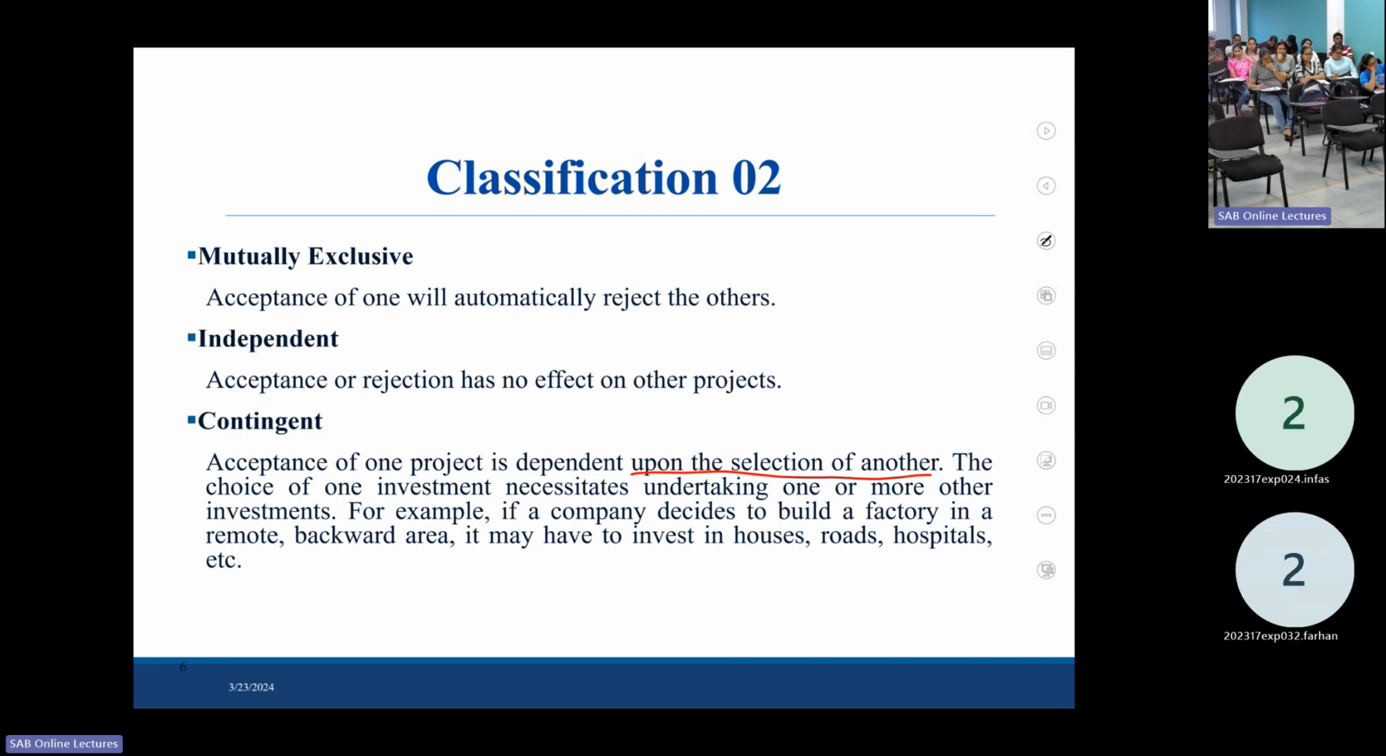You can see here the choice of one investment necessitates undertaking one or more other investments. For example, developing a factory in a rural, backward area may require investing in certain other projects. So when you calculate the NPV of this parent project, you have to look at the cost involved for the other dependent projects. That is a contingent type project. This makes evaluation very complicated. So this is one classification: mutually exclusive, independent, and dependent.